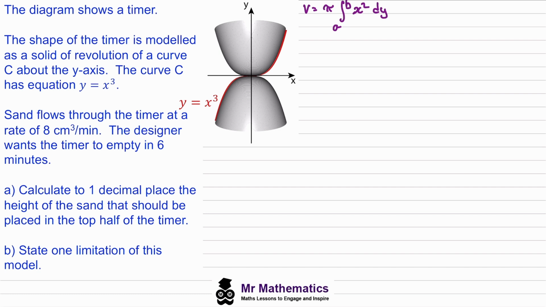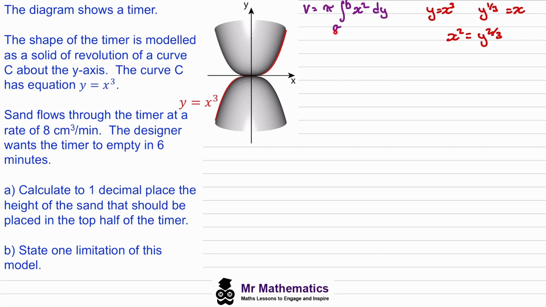So the first thing we need to think about is making x squared the subject of this equation. So if y equals x cubed, then we can raise both sides to a power of 1/3, so y to the 1/3 will equal x. And then we can square both sides, so x squared will equal y to the power of 2/3. And then we can substitute this into our equation.